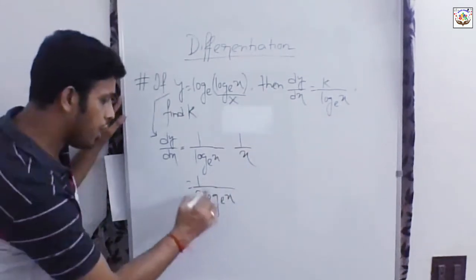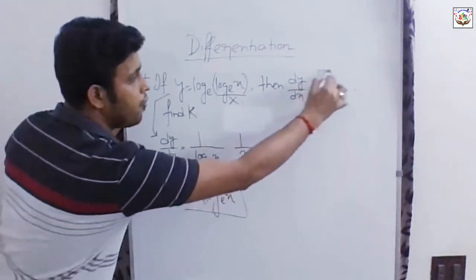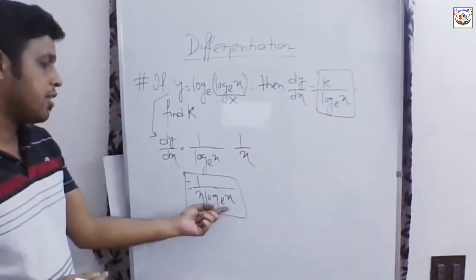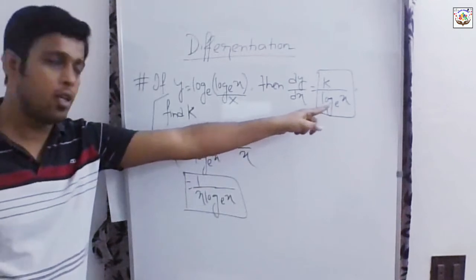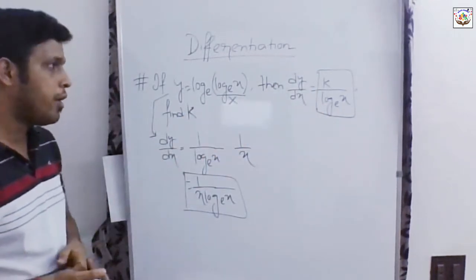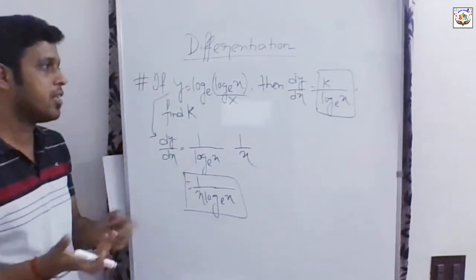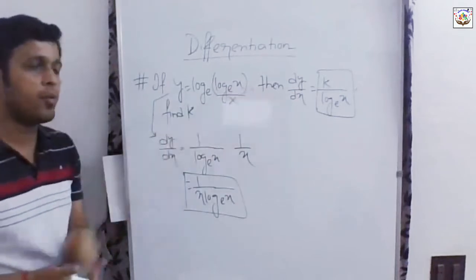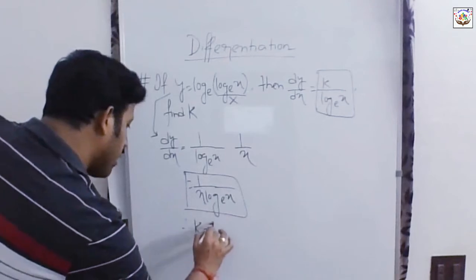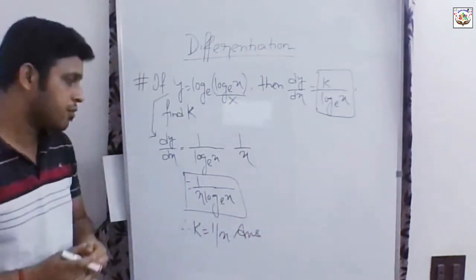So just compare this part with the form they have given in the question, right? Here log x in the denominator, log x in the denominator. So what would be the value of k? As we can understand, the value of k will be 1 by x. So it's a very simple problem. Just by basic differentiation you can find the value of k for this problem, right? So k will be equal to 1 by x, and this is the answer for this problem.